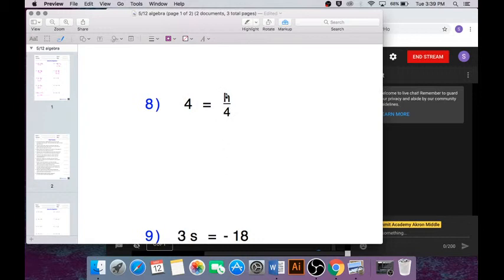Number 8, we have h over 4 equals 4. Identify our variable of h, and it's connected to a 4 by a fraction bar, which means division. So the inverse or opposite of division is multiplication. So we're going to multiply by 4. Whatever we do to one side, we have to do to the other. So we're also going to multiply the left side by 4.